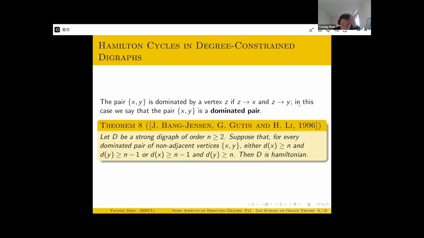So if every dominated pair X, Y, which is non-adjacent, so there is no arc here, and if X, Y is a dominated pair, for each such pair, we assume the degree of one of them is at least n, and the other is at least n minus one, then we can claim that D has a Hamilton cycle. The main objective I wish to accomplish in this section is to give you a detailed proof for this theorem. But before I do that, I need to introduce you to an important technique called the multi-insertion technique, which will be used later in the main proof of this theorem.